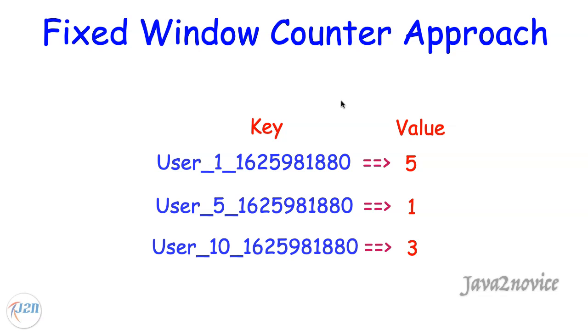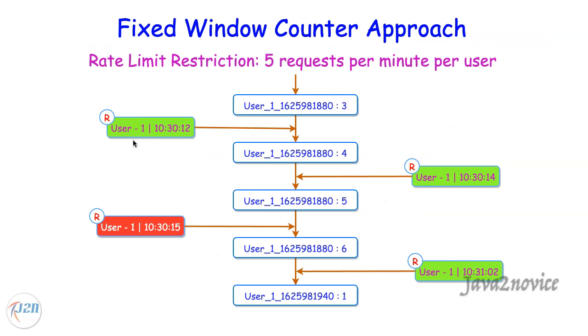Let's take an example. Here, user 1 is sending a request at 10:30:12 seconds. As of now, the counter value is 3. It increments the counter value to 4 before considering rate limit validations. In our example, we are going to process 5 requests per minute per user. Since the counter is under the rate limit threshold, the request will be accepted and processed.